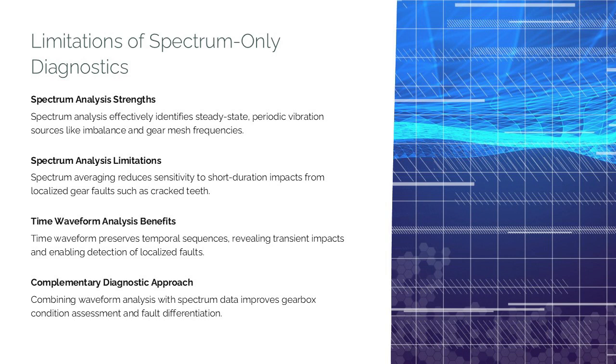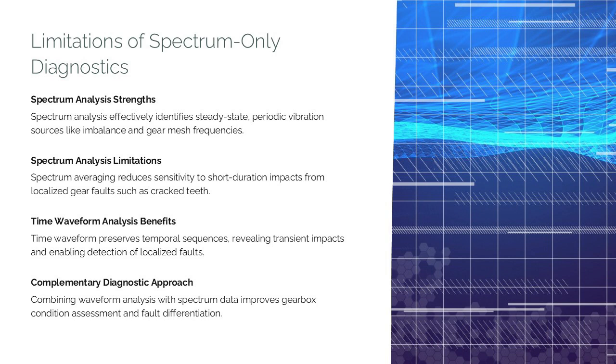short-duration, high-impact events. Localized gear faults such as cracked or broken teeth often generate brief impacts once per revolution, and these impacts may not significantly elevate spectral amplitudes, especially in the early stages of damage. As a result, the spectrum may appear relatively benign even though physical damage is present.